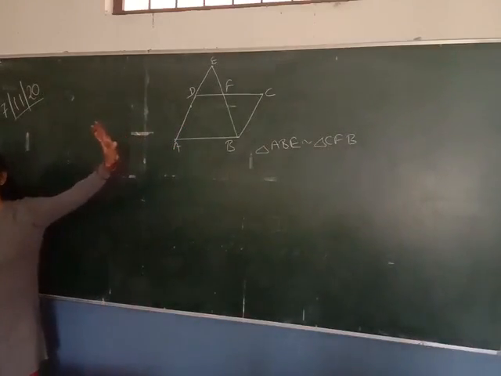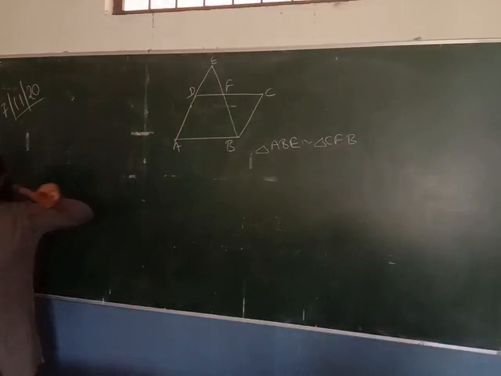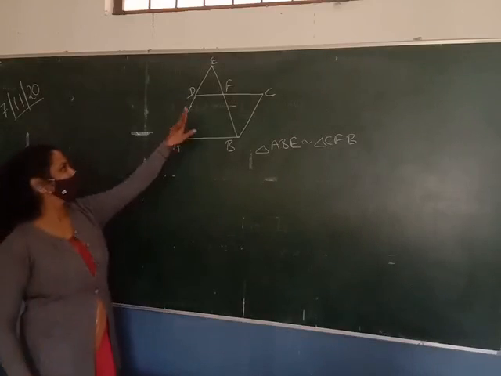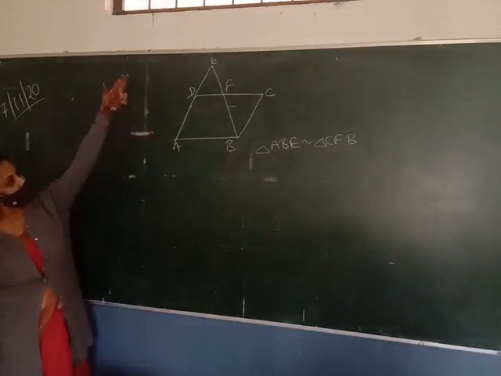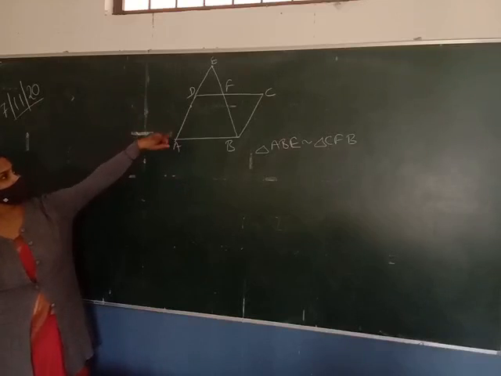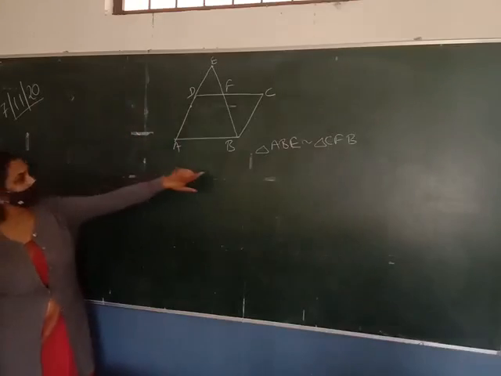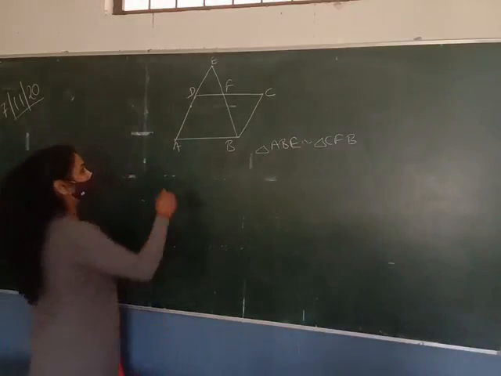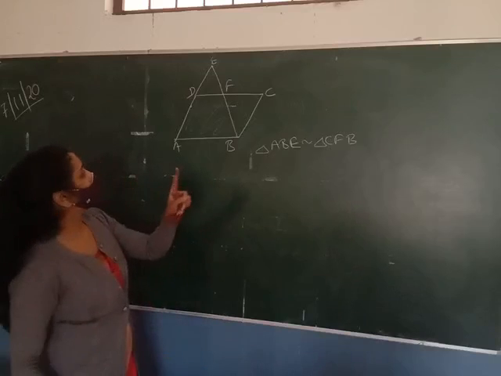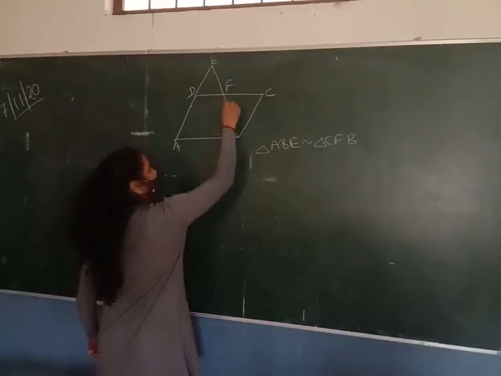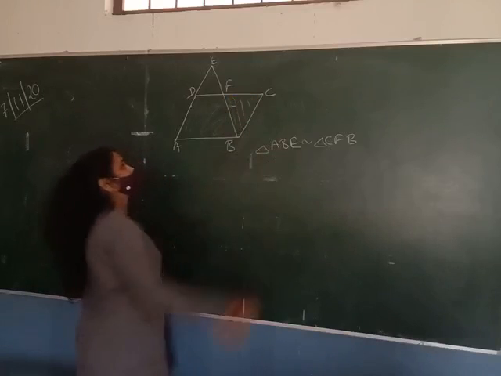You know all the properties of a parallelogram. So first of all, this is a parallelogram, and the side AD is produced to the point E, and this line BE intersects DC at F. Now you have to prove that triangle ABE is similar to triangle CFB. Which one is CFB? This one. So you have to prove these triangles are similar to each other.